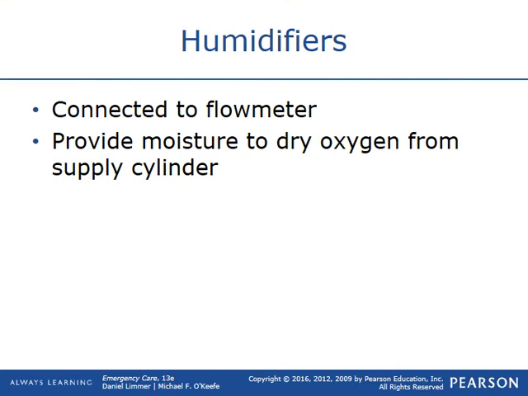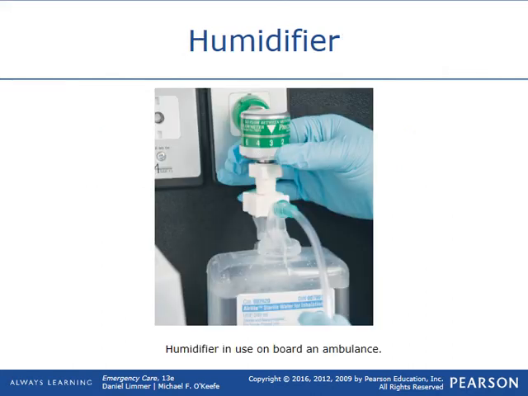Humidifiers are connected to the flow meter, and they moisturize the dry oxygen from the supply cylinder. Typically people who are on home oxygen or on oxygen for a long period of time will have a humidifier, because that dry oxygen can really dry out your mucous membranes, and the humidifier will help keep those moistened. There's your humidifier for use of the onboard oxygen supply.